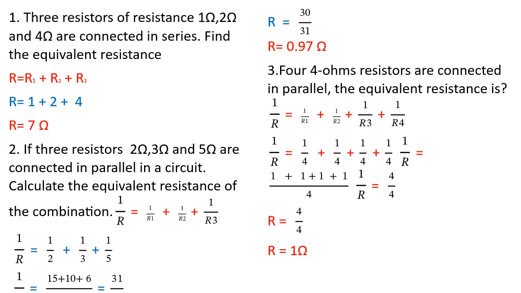Example 2. If three resistors, 2 ohms, 3 ohms, and 5 ohms, are connected in parallel in a circuit, calculate the equivalent resistance of the combination. Now, if resistors have a parallel connection, you discover that the equivalent resistance will be calculated as thus.